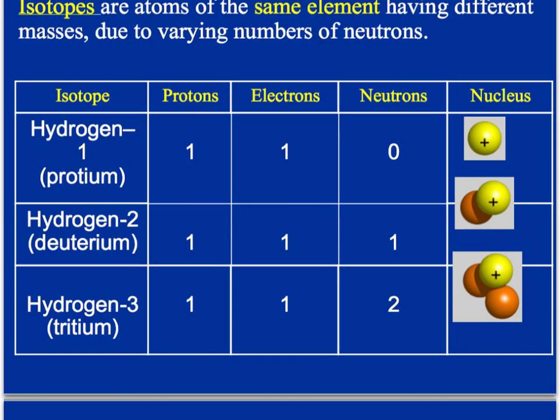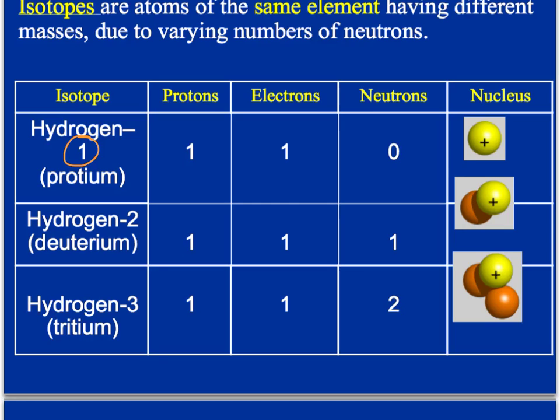Here on this slide is probably my favorite definition of isotopes, and it says that isotopes are atoms of the same element having different masses due to varying numbers of neutrons. We're going to see that here in this table representing the 3 isotopes of hydrogen. We have hydrogen-1, and remember the 1 is representing the mass number, and this is generally referred to as a protium atom. Hydrogen-2 is deuterium, hydrogen-3 is tritium.